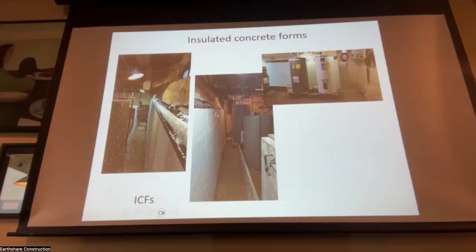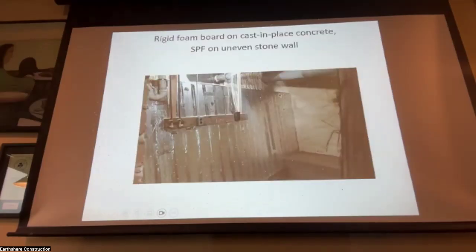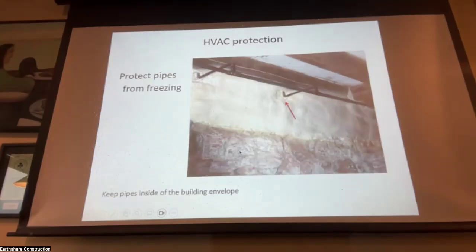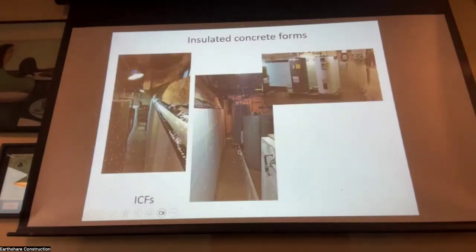A couple of quick ones I want to cover. This is ICFs, insulated concrete forms, on a foundation. This is rigid foam board, and this is Thermax, so it's fire rated. We don't have to put a coating on that. At the top of the ICF, that's foil tape, just to make it look pretty. That's not for fire protection.